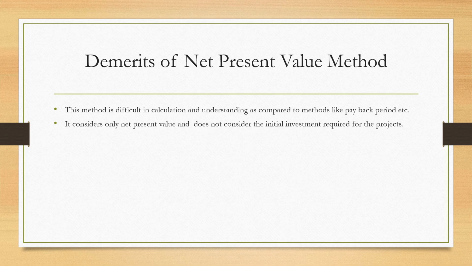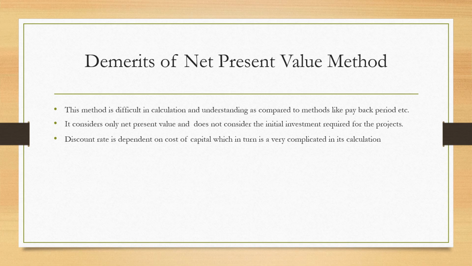Now, decision rule considers only the net present value. If the net present value is positive, you select the project, and if it is negative, you reject the project. But what about the quantity of initial investment required for the projects? This method does not take into account this problem.